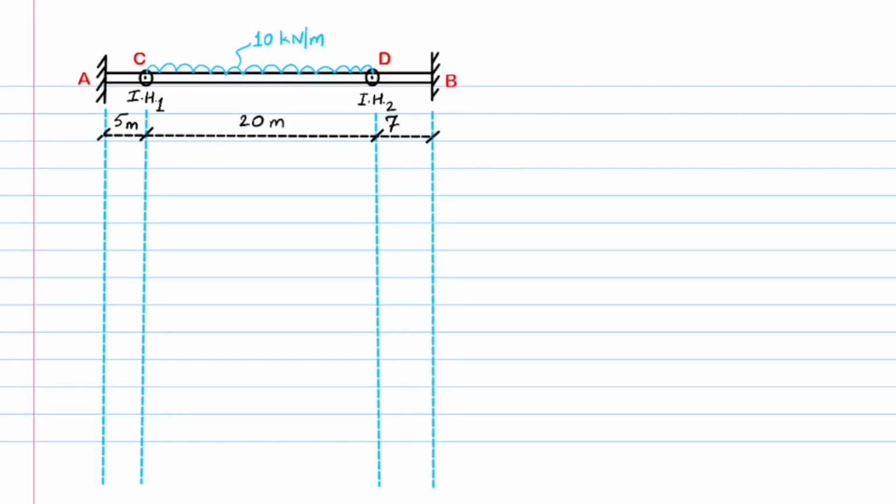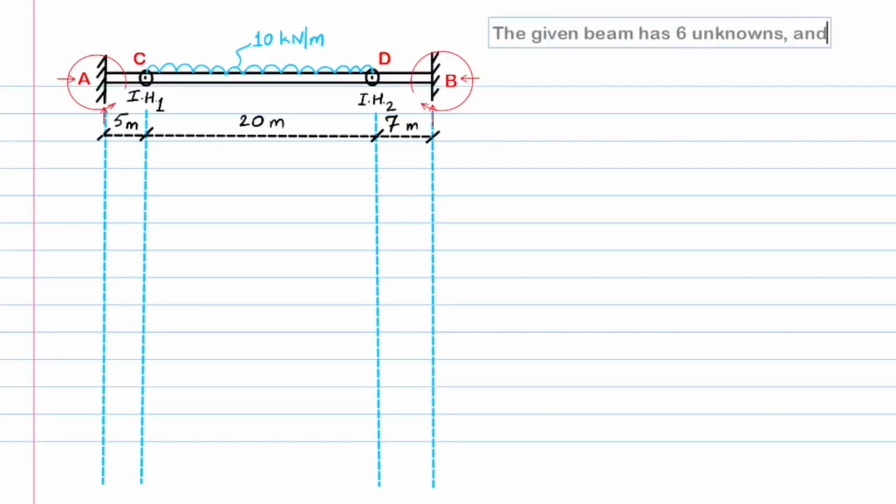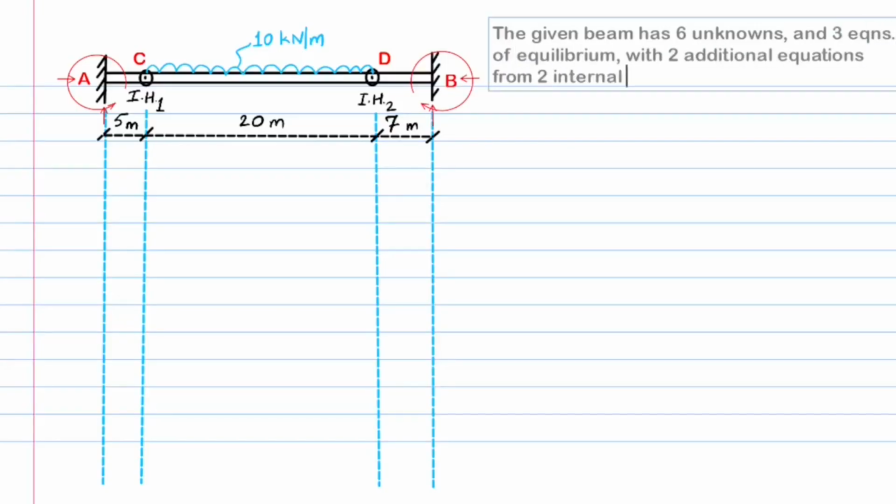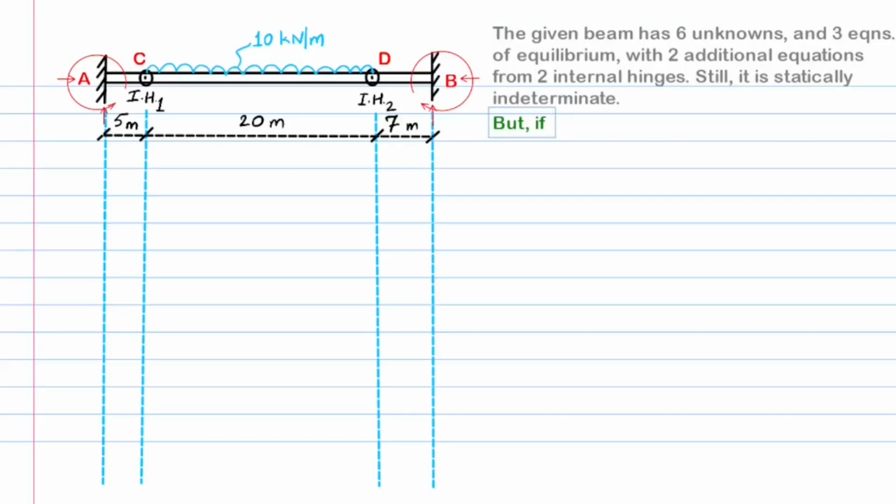A uniformly distributed load of 10 kN per meter is shown acting over the middle span between the internal hinges. The projections are dropped and the lengths dimensioned as shown. Now the beam overall has 6 unknowns, 3 from each of the fixed supports, and there are 3 equations of equilibrium available, with 2 additional equations from the internal hinges. Hence, we still find that the number of equations available, that is 5, is less than the number of unknowns, that is 6, by a value of 1, indicating the degree of indeterminacy.